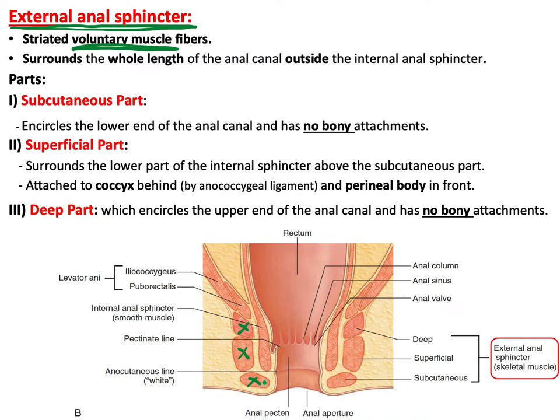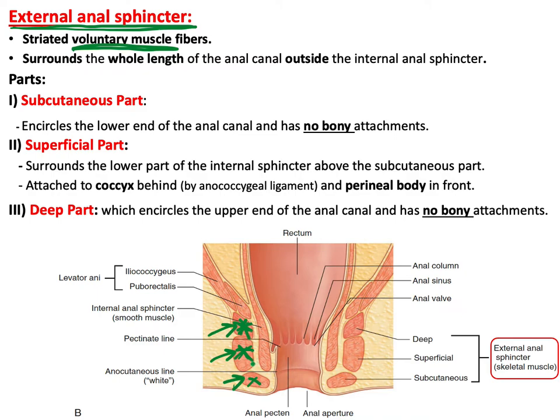There are three parts. The first one just under the skin, which is superficial, we call it the subcutaneous part. Right? It has no bone attachment. It isn't attached to bone. Now, just deep to it, around the lower half of the anal canal, we have here the superficial part. And deep to it, you have the deep part. That means you have subcutaneous part, and you have superficial and deep parts.